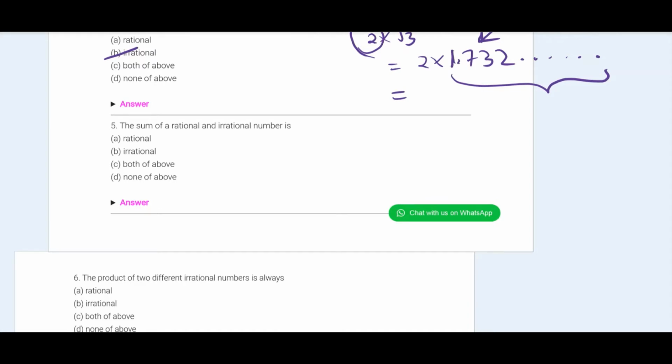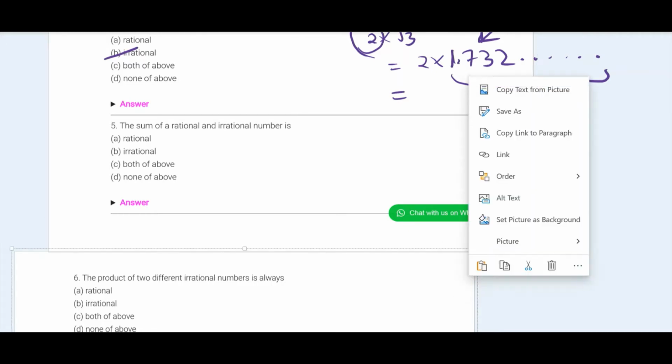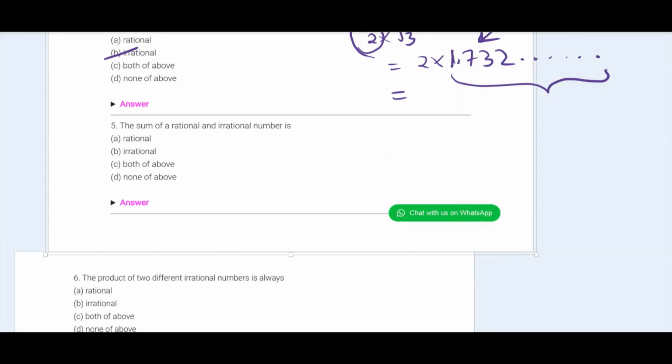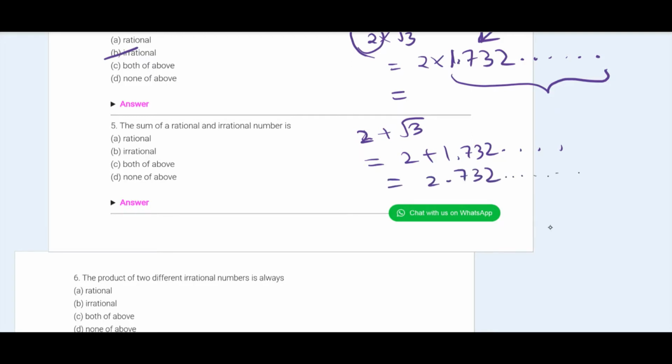We'll go to fifth question. The sum of rational and irrational number is. Again the same goes with this. Sum of rational and irrational numbers. 2 plus root 3. When you add these two, 2 plus 1.732 and it just keeps on going, you will get 3.732, which is again an irrational number. So no matter what, if you multiply rational and irrational numbers, if you add them or subtract them, you're going to get irrational numbers.